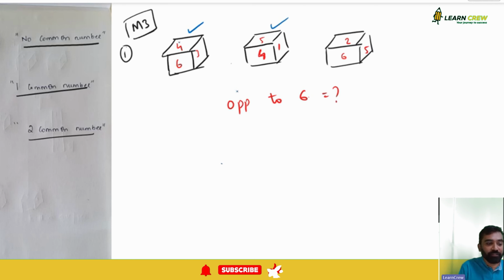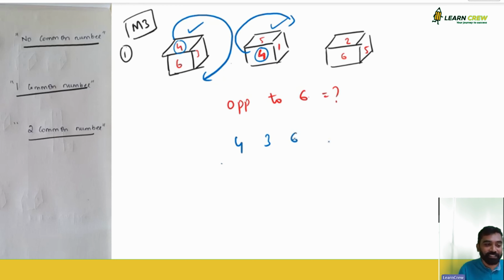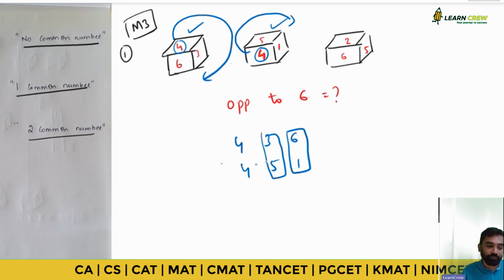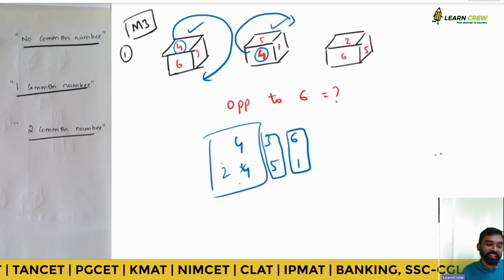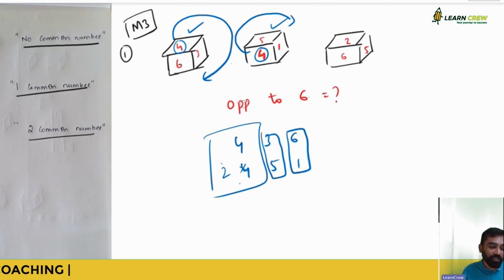Okay. What is common here? 4 is common. So what can you do? You can rotate clockwise. This becomes 4, 3, 6. This is going to be 4, 5, 1. So 3 is opposite to 5, and 6 is opposite to 1. If I'm asking what's opposite to 4? 2. Clear or any doubts? Get it clarified here. It is very easy to score marks here. That's the reason I don't want you to make any mistakes.